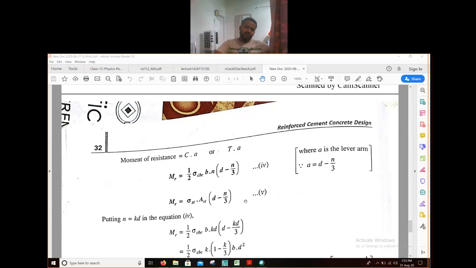Okay, so for under-reinforced section, we have to use equation number 5. We can't use this one because this equation we will use when concrete will fail first. Sigma cbc is the stress in concrete, not in steel. In under-reinforced section, our steel will fail first. That's why we have to use this equation to find out moment of resistance for under-reinforced section.